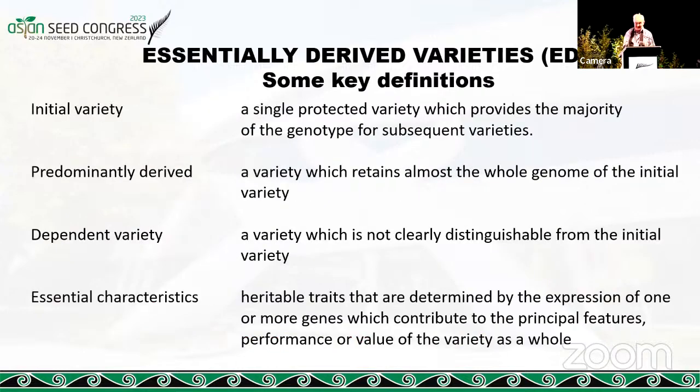Again, definitions I think are important. Again, this is a bit repetitive, but I think, as I said, it's worthwhile. So the initial variety, that's the single protected variety which provides the majority of the genotype for the subsequent varieties. And predominantly derived, this is really a retention of almost the whole genome, as we've already heard. The third variety is one that is not clearly distinguishable from the initial variety. And lastly, essential characteristics. These are traits that are determined by the expression of one or more genes, and they really contribute to the variety as a whole, its key features, performance, or value. So it almost provides the essence of the variety.